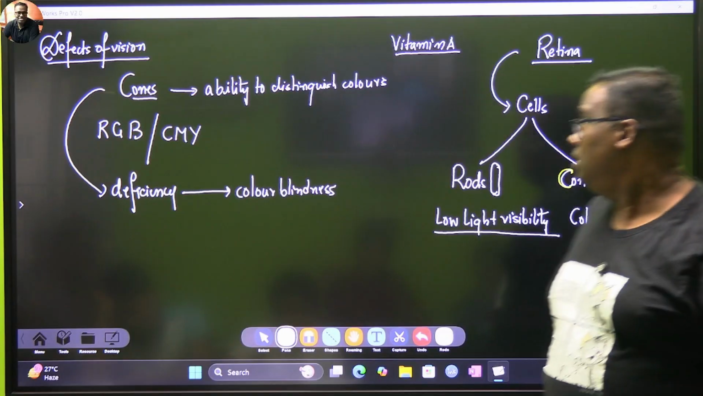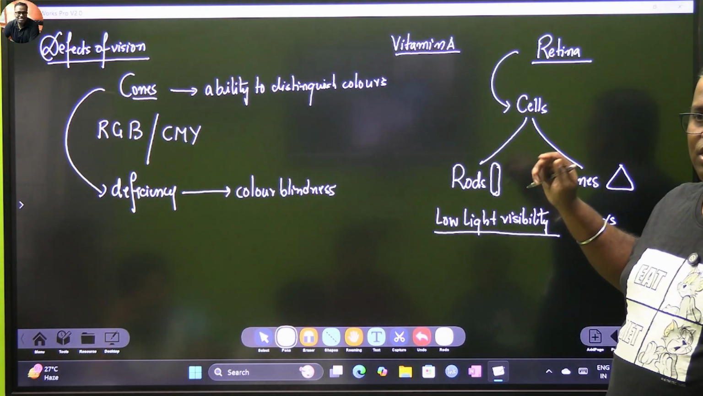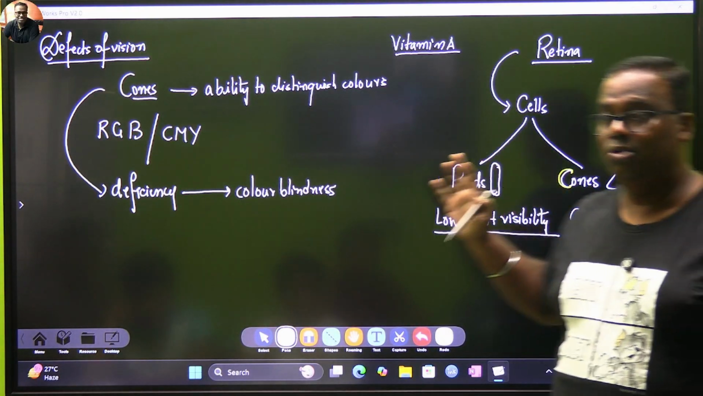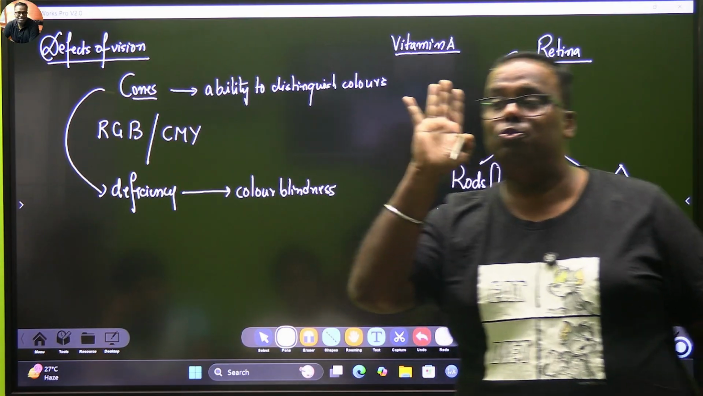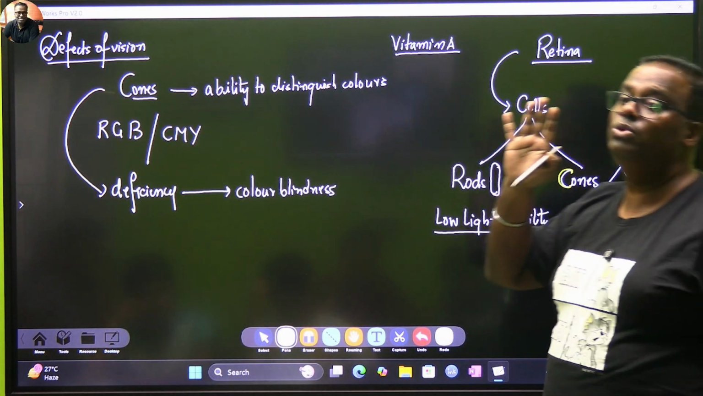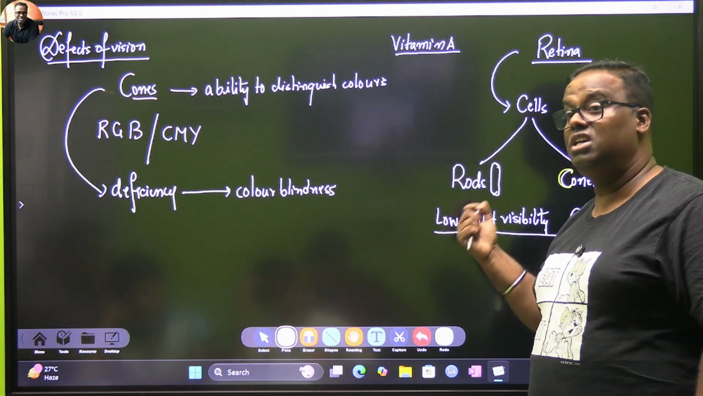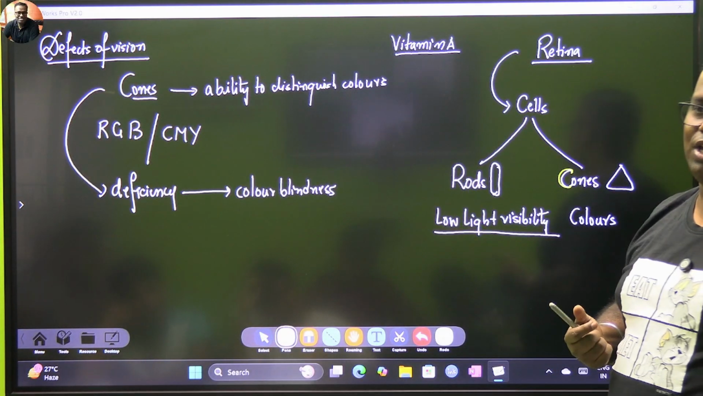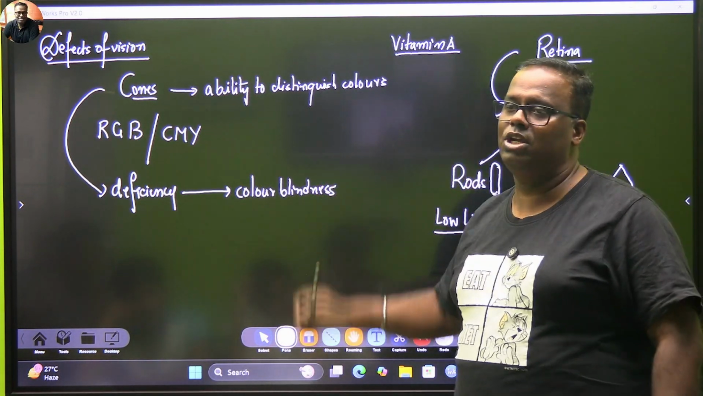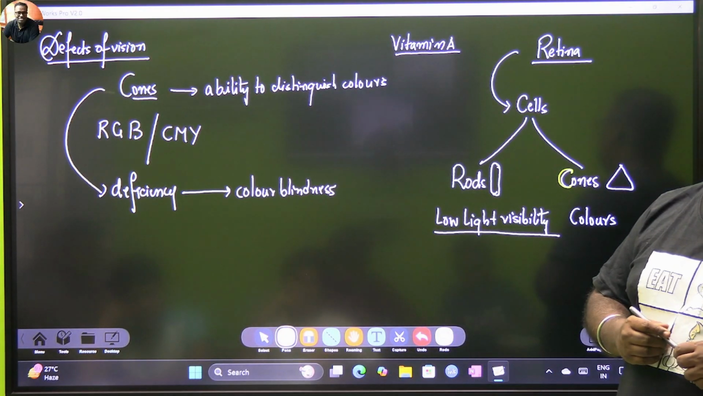Okay. So are rods and cones clear? Rods will determine at how much poor light you are able to view things. An owl has a high number of rods. Eagles have high numbers of cones. So a balance of both is required in a human eye in order to see things properly.